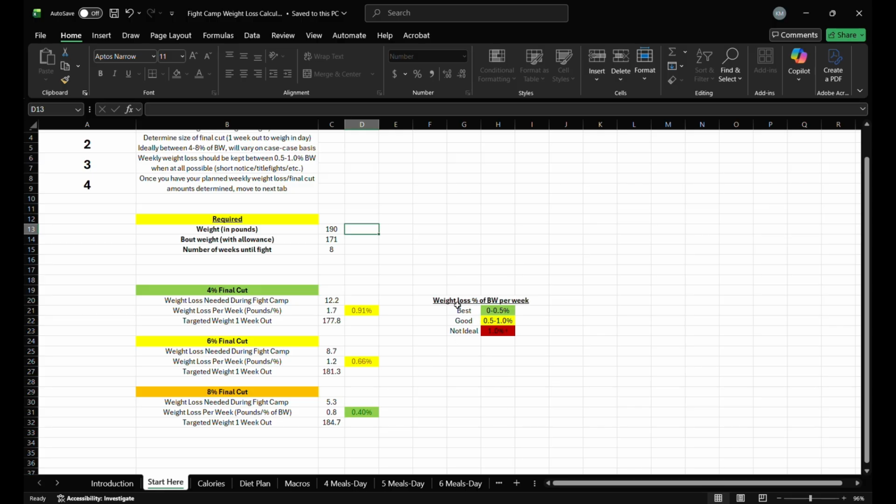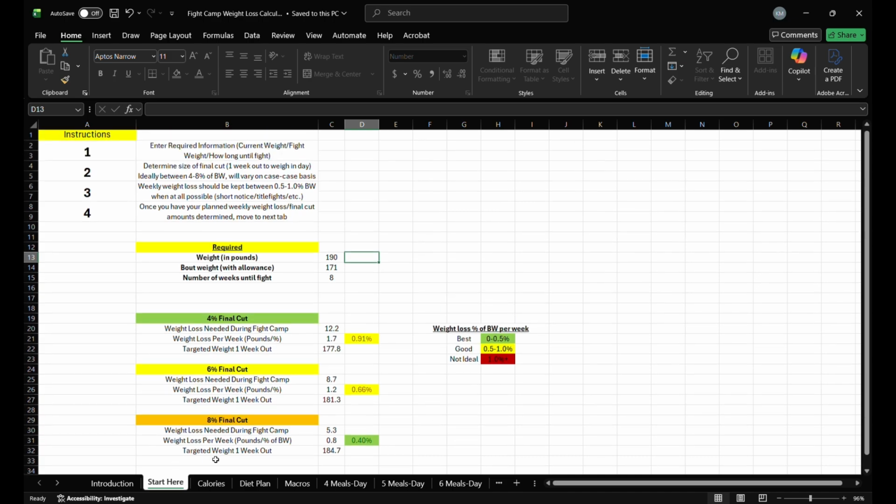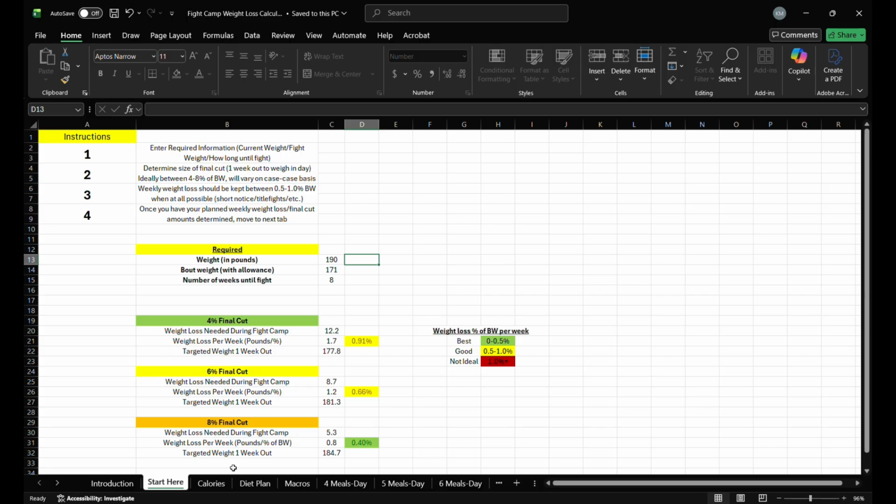And then we look over here, weight loss of body weight per week. Ideally, the best case scenario, we are less than 0.5%, because that's going to mean that we're not in a very large calorie deficit. Good is going to be 0.5 to 1%. And then we want to try at all costs to not go over 1% of body weight per week. If we do, that means that we might be cutting to a weight class that's a little bit too low for us, or we might have, like I talked about in the first presentation, gotten a little too fat outside of camp. All right, so this is the first one starting here. So we input our information.